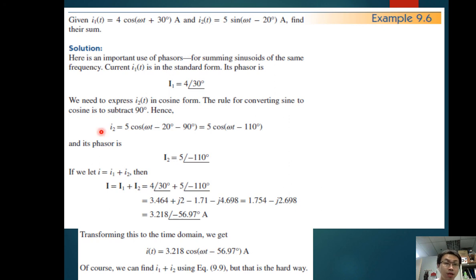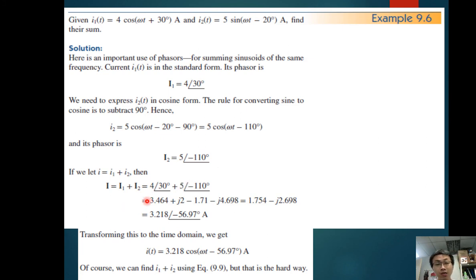So for i2, I copy 5. Sine I convert to cos. Omega t minus 20 I copy. When I convert sine to cos, I need to add negative 90. So overall, I have this one. Then when I convert to the polar form, I copy 5. Cos is the angle. Then this is negative 110. And we let I equals I1 plus I2. You see, these are bold. Bold means it is a vector. This is actually a vector. It has a direction.